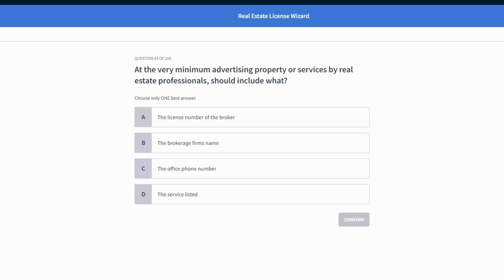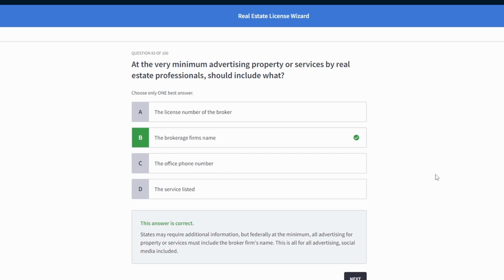Alrighty, so what is the correct answer? At the very minimum, advertising property or services by real estate professionals should include what? Correct answer is B, the brokerage firm's name. States may require additional information, but federally, at the minimum, all advertising for property must include the broker firm's name. This is for all advertising, social media included. So this is super important to understand.